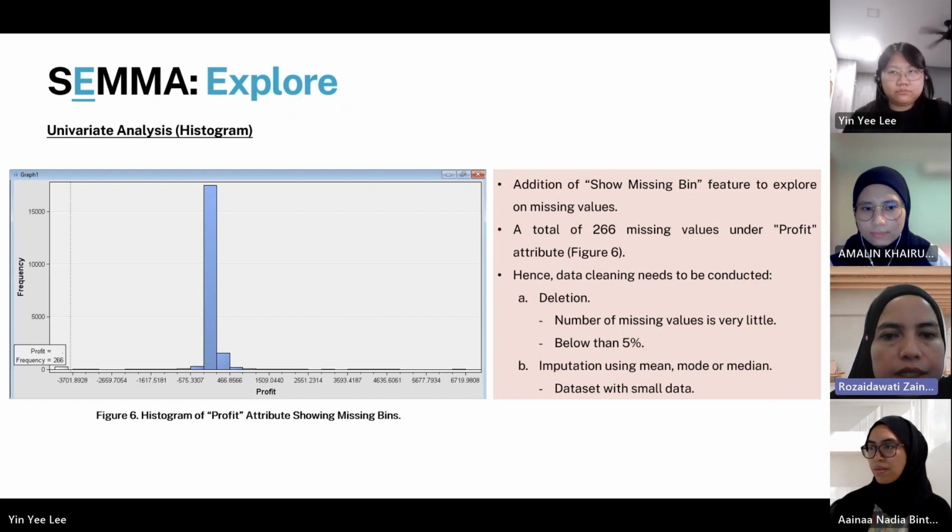In addition, to analyze further on the histogram, the show missing pin feature is added, which indicates that there are a total number of 266 missing values under this attribute. With this information obtained from the analysis, the data cleaning needs to be conducted, and it may be in the form of deletion or imputation.